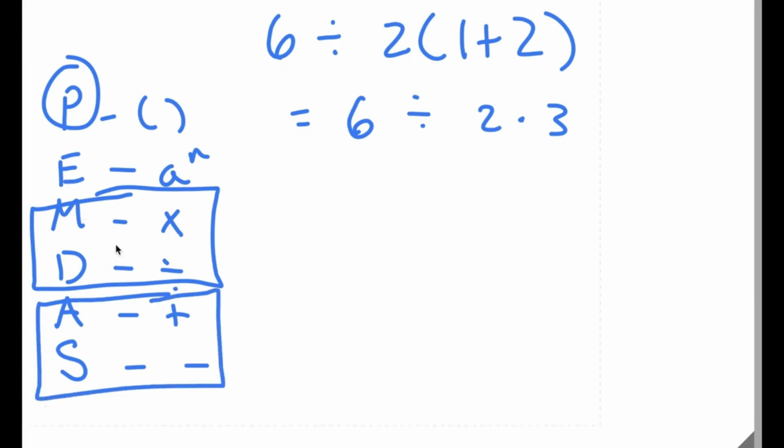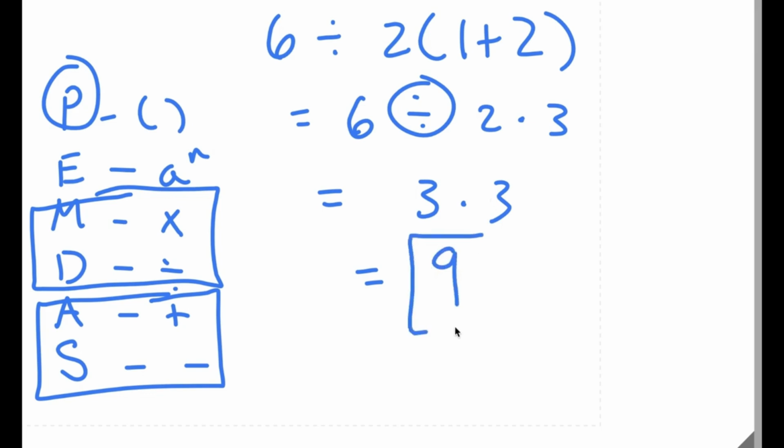So whichever one out of these two comes first, multiplication or division, that's the one that you're going to start with. So right here, going from left to right, we have division, meaning we're going to use that first. So now I have 6 divided by 2, which is equal to 3. So now I have 3 times 3, and now all we have left is multiplication. 3 times 3 is 9. So 9 here would be our answer.